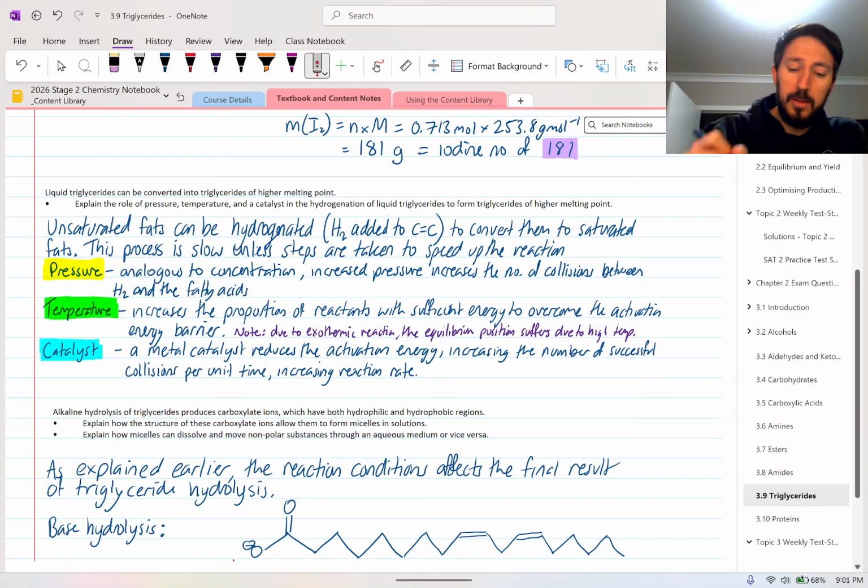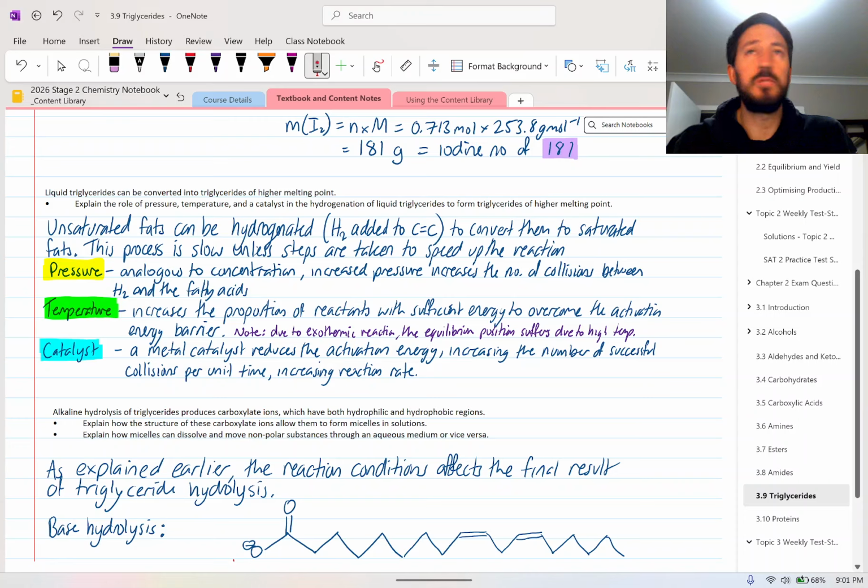Now, there are some steps that need to be taken, because this reaction, if I just put an unsaturated triglyceride in a container with some hydrogen gas, the reaction would essentially not happen. It'd be so slow that it might as well not be happening. So what we do is we use pressure, temperature, and a catalyst to increase the rate of that reaction.